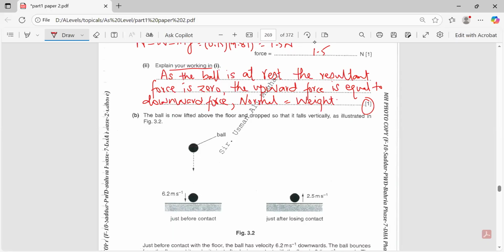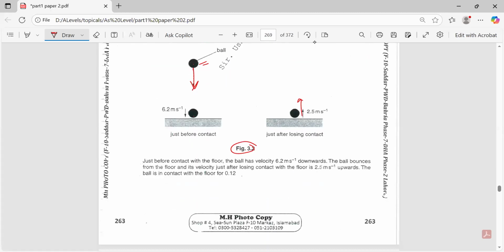Okay, moving onwards to the next question. Part B says the ball is now lifted above the floor. So it has been taken to some height above the floor and it is being dropped from here. So it falls vertically as illustrated in figure 3.2. It hits the floor and it rises back upward, right? So the ball is falling downward. It is going to hit the floor. Just before the contact and after contact, it will be moving back with 2.5 meter per second.